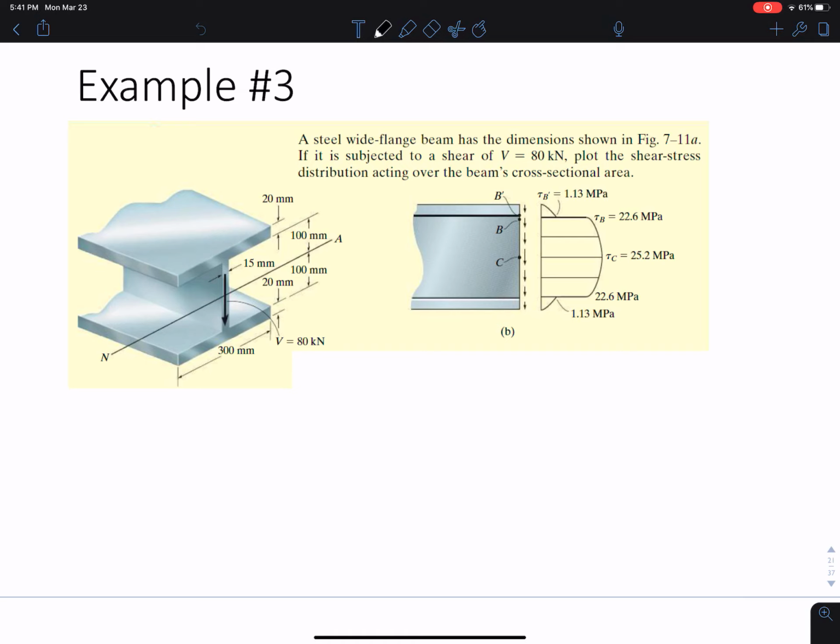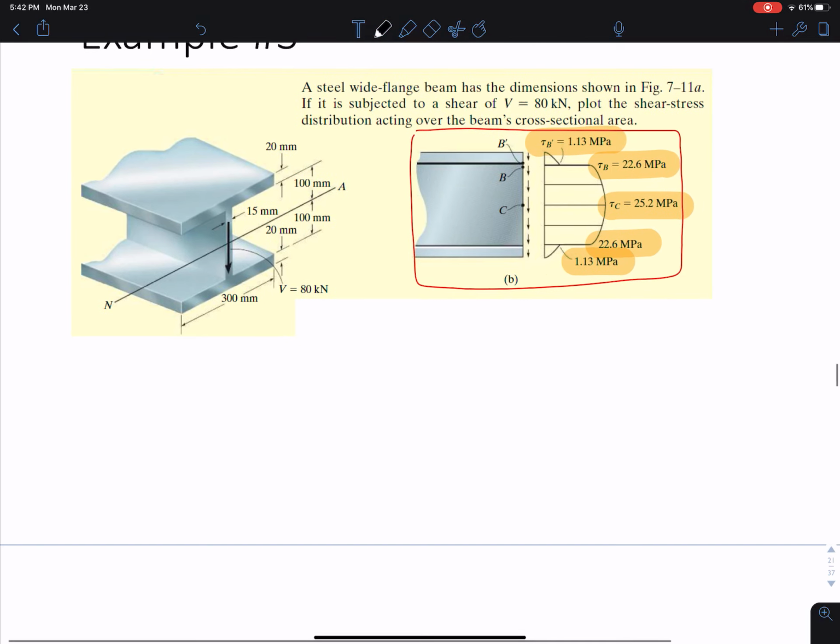area. Okay, so in order to plot the shear stress distribution acting over the beam's cross-sectional area, we would have to calculate all these values. So what I did here, this is the answer right here, okay? And this whole part is the answer. But the idea here is, how did we get these values? These are the values that we're trying to solve for, okay? So I'm going to show you how we can get those values. This really would be part of the solution, but I put it here so we know what we're looking for. Okay, so let's say we didn't have that.